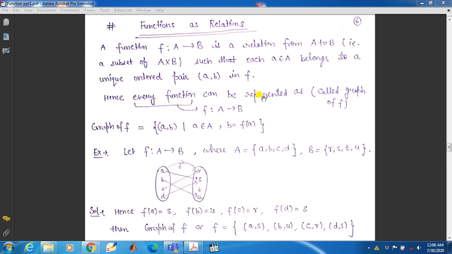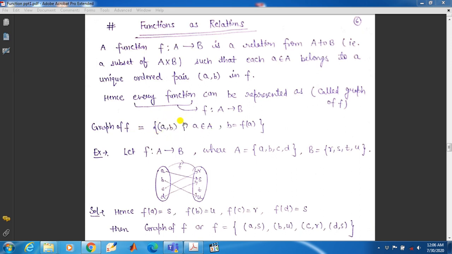Hence every function can be represented as a relation where f is from A to B. The graph of f, or simply the function as a relation, can be written as the collection of all ordered pairs (a, b), where a belongs to the domain and b belongs to the codomain, that is, the image of the element a. This is called the representation of the function as a relation.